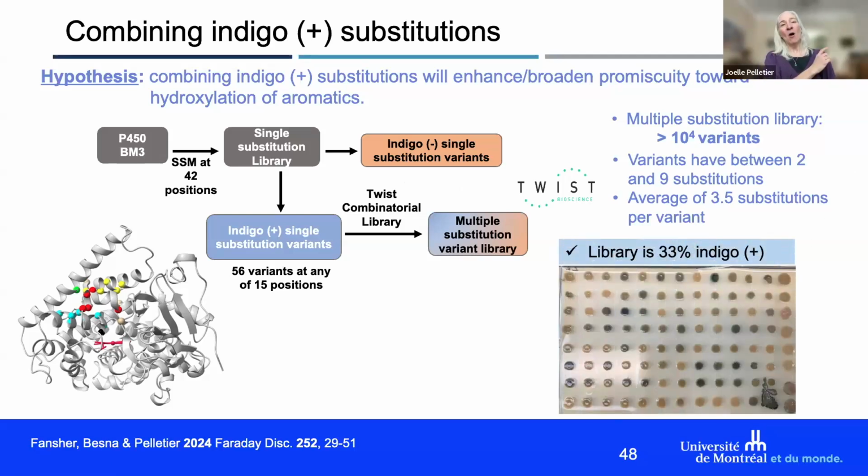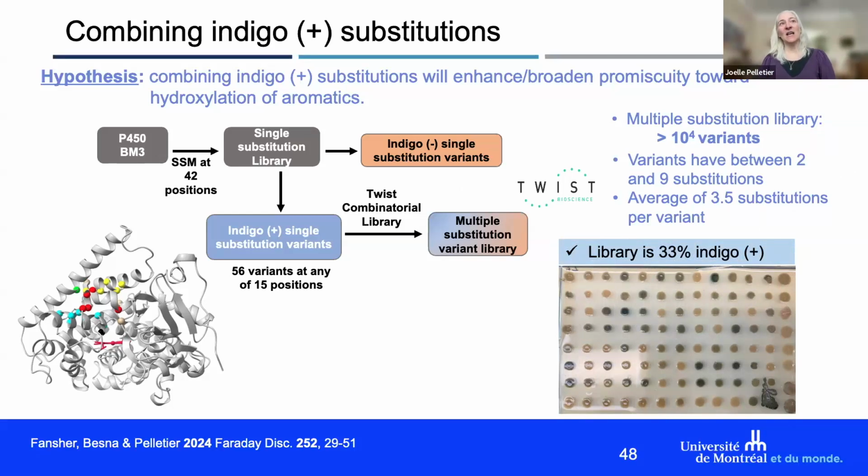And my bet was wrong. If you're going to be combining indigo positive substitutions, you'd think that all the combined variants would be indigo positive. And they're not. Really, I'm glad I didn't bet on this because I would have lost money. So only about 33% of the library is indigo positive. And I'm not quite sure yet what that is telling us, but that's just a fact.